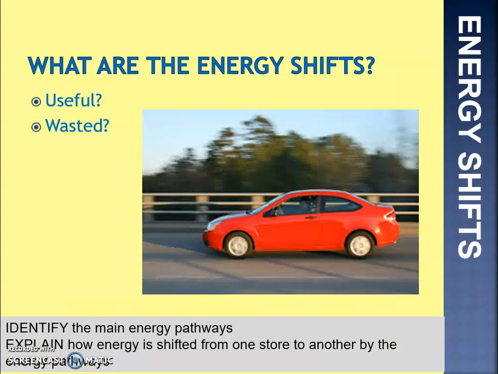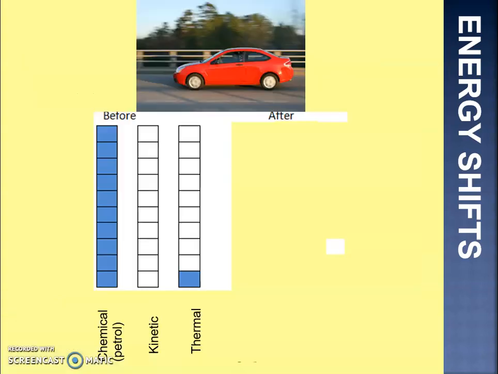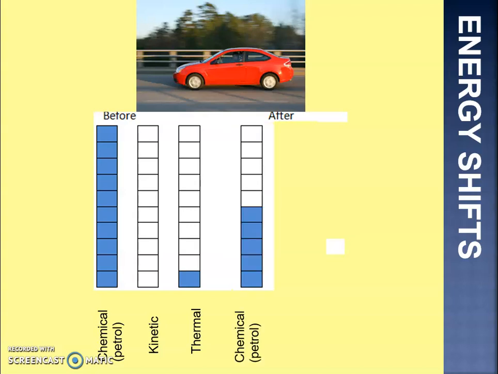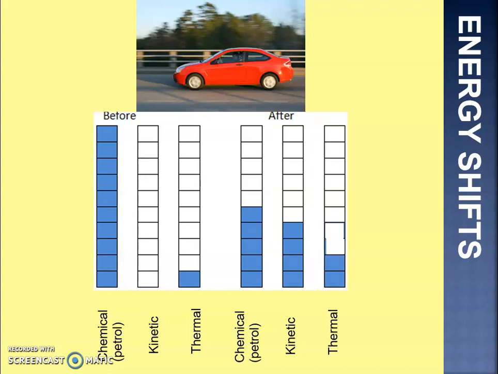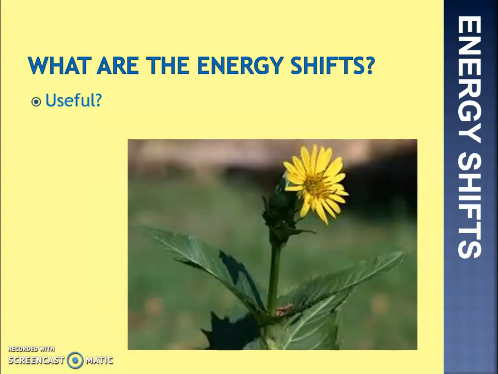Okay, so for a car moving from rest, what are the energy shifts? Before the car starts moving, it's got a large energy store in its chemical energy in the petrol. Kinetic is 0 and thermal is 1. It's got some internal energy. Once it starts moving, chemical energy drops by 5. So the kinetic and thermal must raise by 5 in total. Kinetic goes up by 4, which means the thermal goes up by 1, in total making 5.